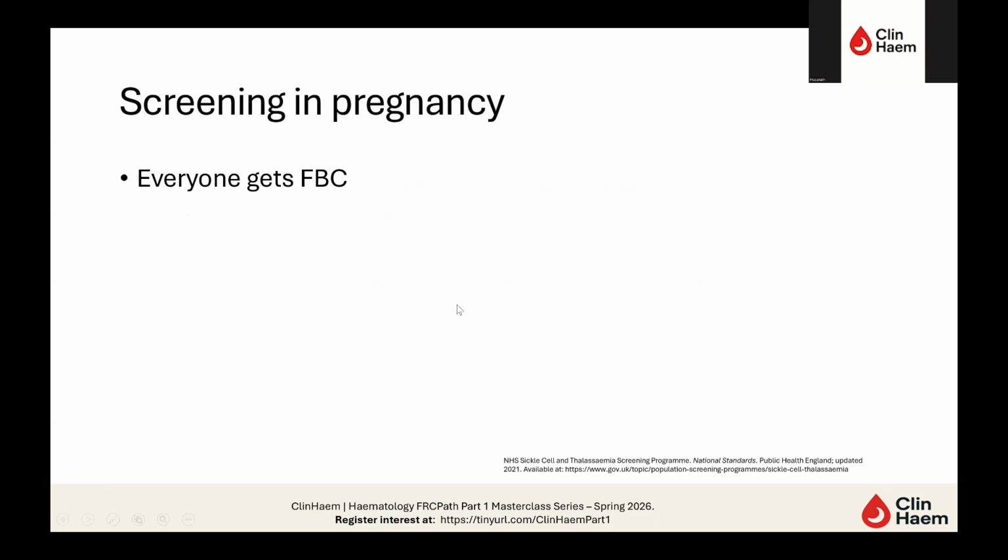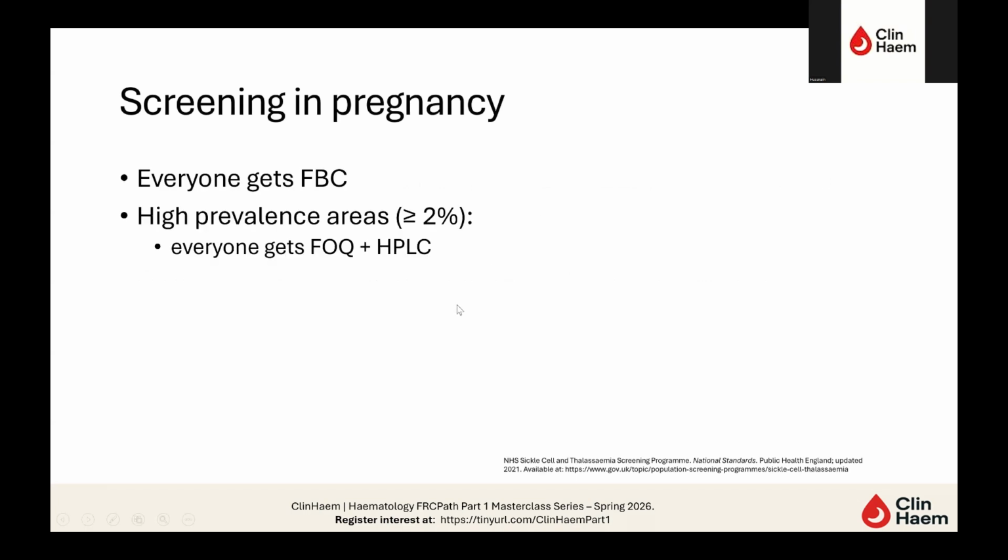Everyone gets an FBC when they're booking for pregnancy. For the concept of hemoglobinopathy screening, in high prevalence areas, 2 or more, everyone also gets a family origin questionnaire. Everyone gets an FBC and a family origin questionnaire.